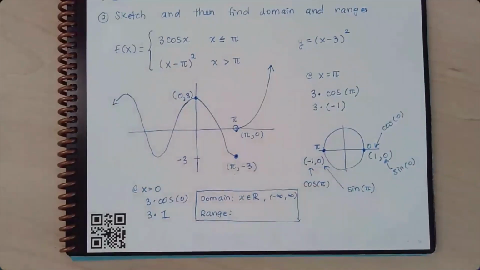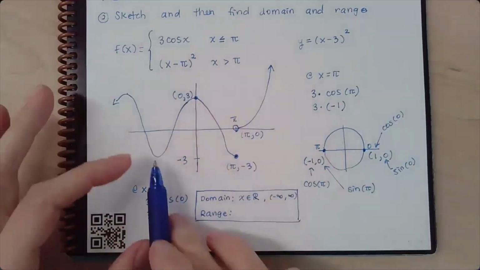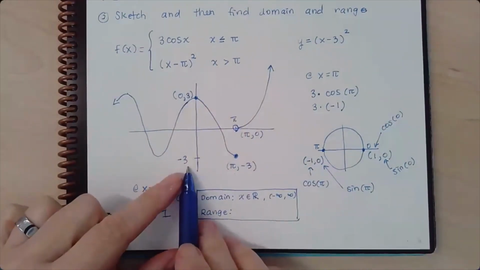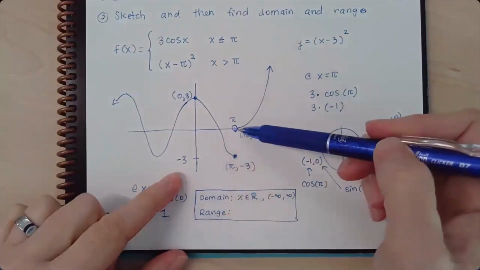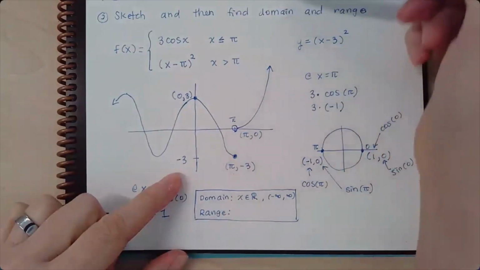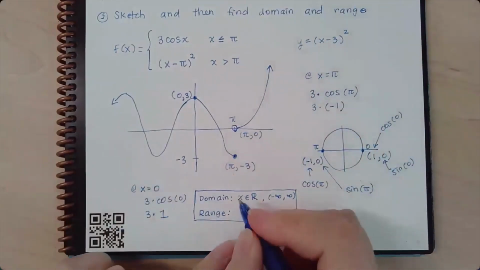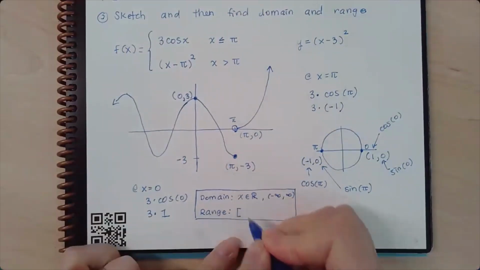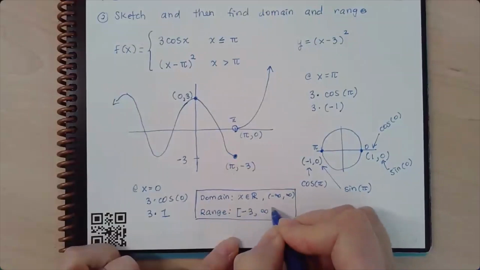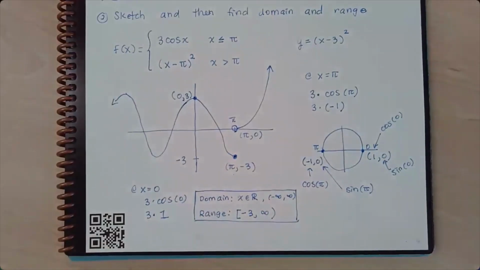In terms of the range, I'm thinking about lowest y value on the graph to highest y value on the graph. The lowest value we ever hit for y is -3. But the highest y value is going to be, that parabola is going to keep going forever. And I can actually get to -3, so that's going to be a square bracket, and I'm going from -3 to positive infinity for the range.